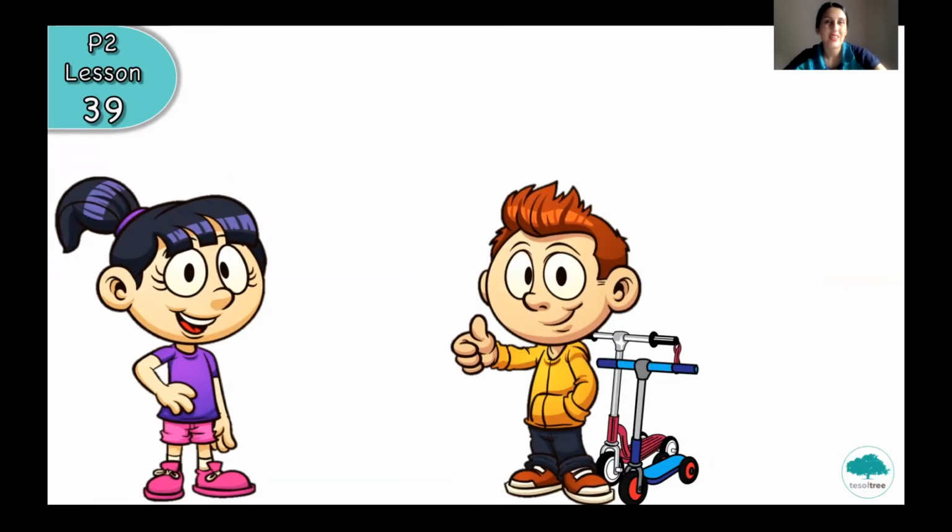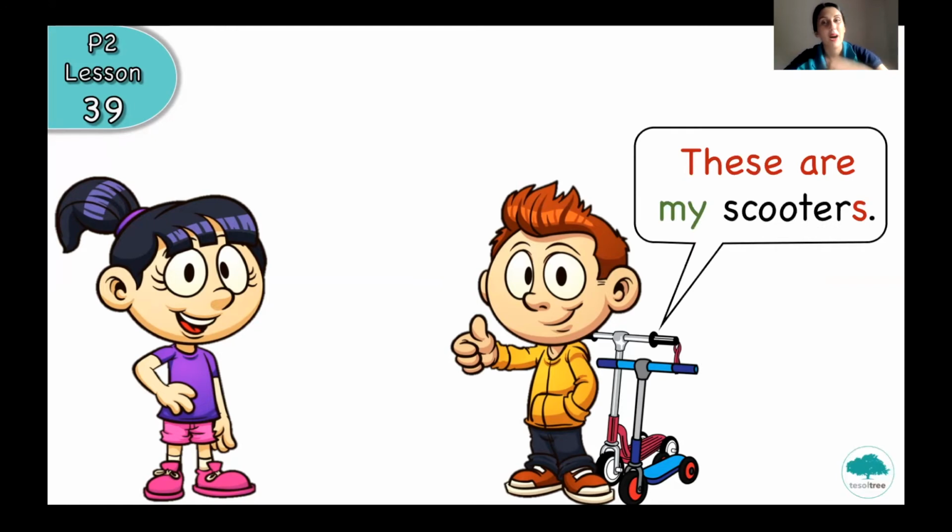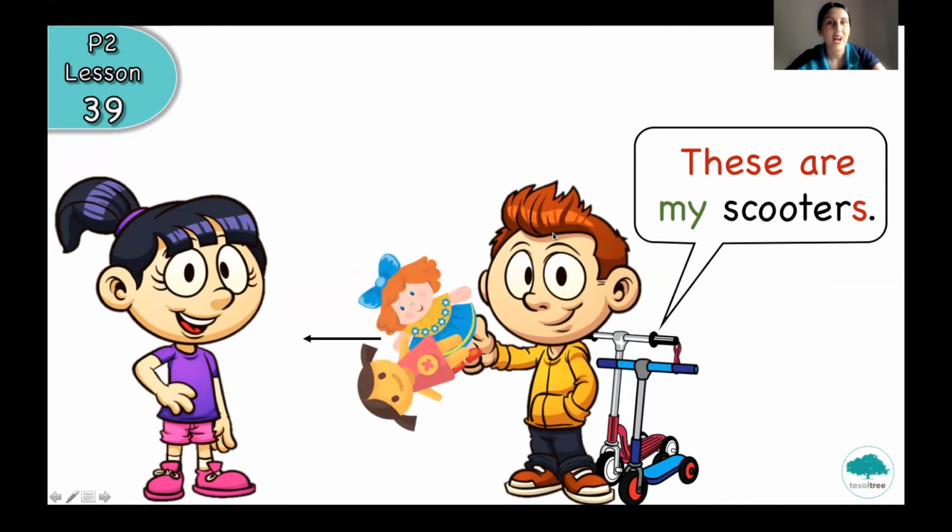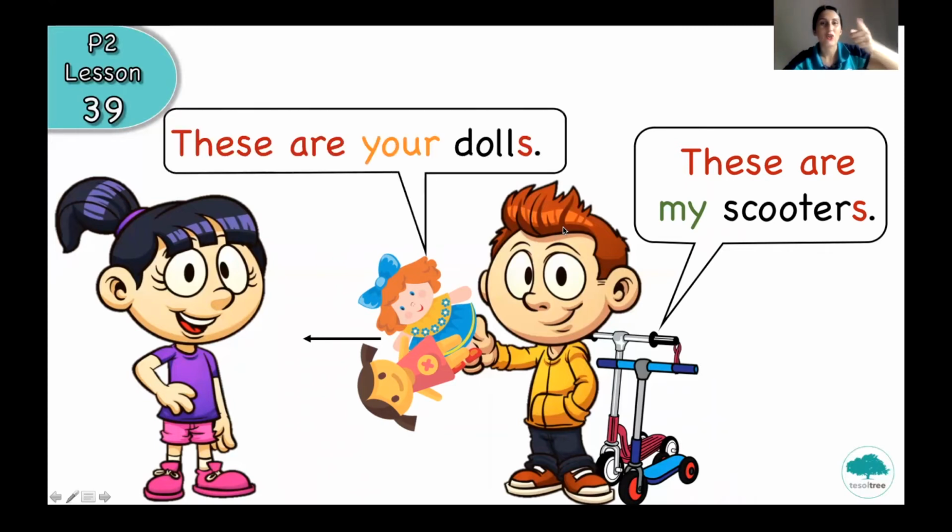Now I can see that the boy has two scooters. That's why he says, these are my scooters. He uses these are and S at the end of scooter to show that he has many scooters. And now we can see that our girl has dolls. The boy shows that these are your dolls. These are the girl's dolls.